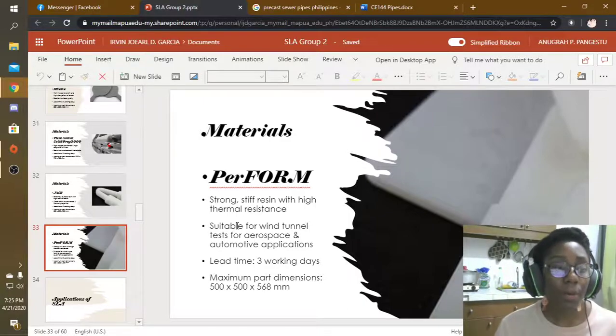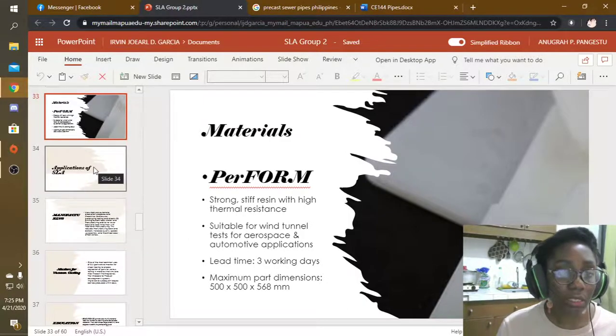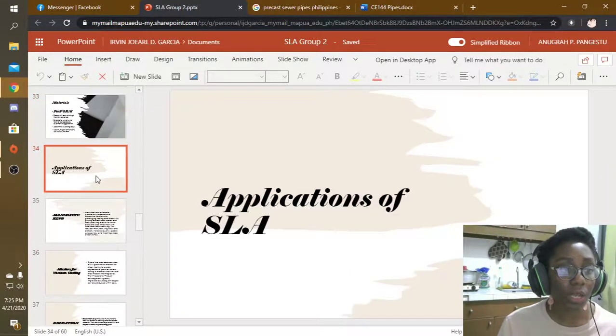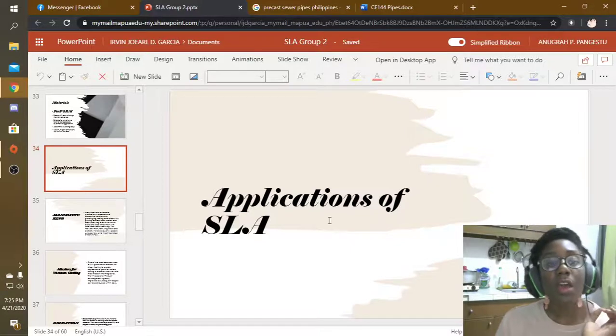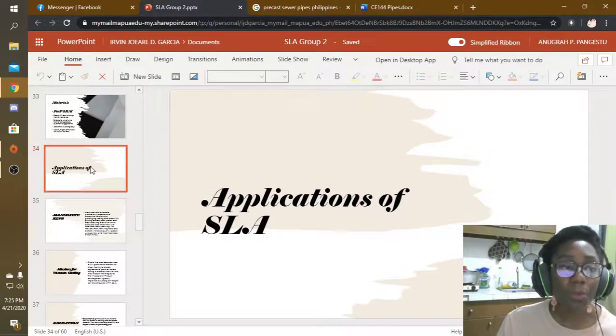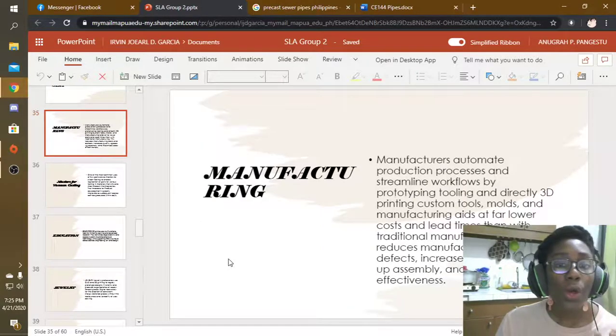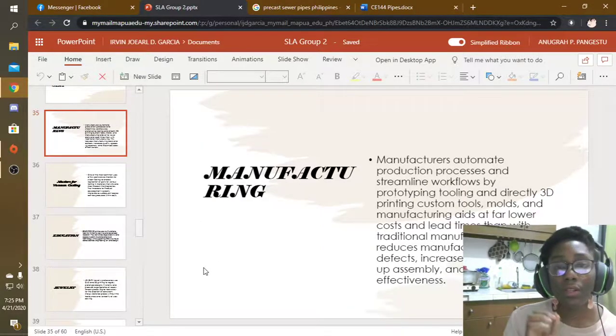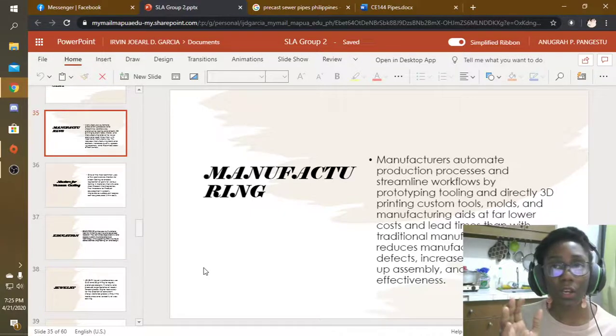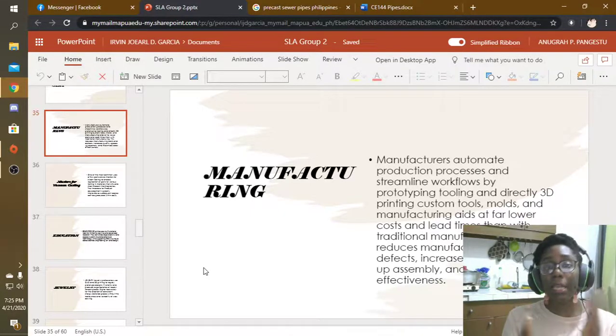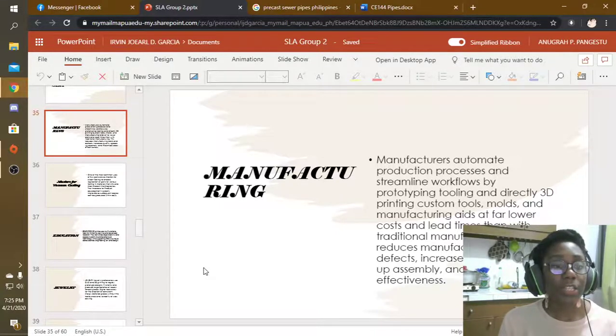All right, so that's about the materials. Now I'm going to be talking about the applications of SLA. I talked a little bit about applications in the materials as I was going along, but I'm going to go into a little bit of detail on how you can use SLA 3D printing in the world or in real life. Okay, so the first one is manufacturing.